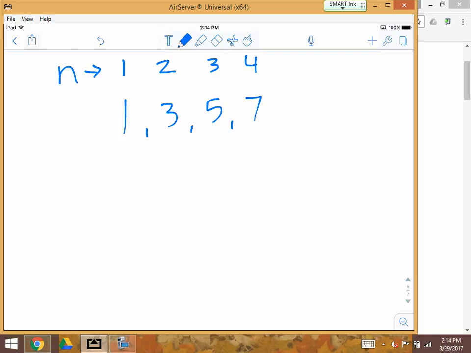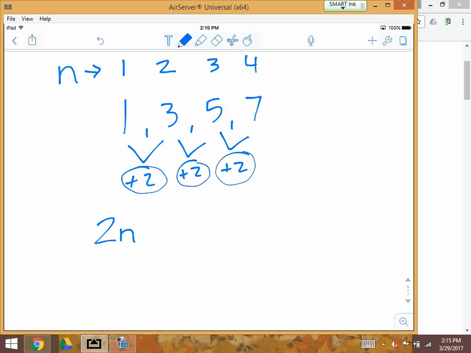Okay, so here's our pattern, 1, 3, 5, 7. It's always nice to figure out what's happening from each number. Well, we're adding 2 every time. So 1 plus 2 is 3, 3 plus 2 is 5, 5 plus 2 is 7. But we want to come up with an expression to find the nth term. Well, the key here is all these 2's. So when you get a common number that you're adding, we go ahead and write 2n.